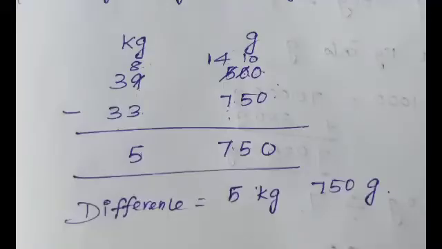Yes. Let's move on to the next sum. 750 gram 350 milligram minus 350 gram 225 milligram. We have two units. One is gram, the other one is milligram. So I'm writing the grams under gram numbers, milligrams under milligram numbers. So what are the numbers we have? 750, 350 and 225. So I'm going to subtract.